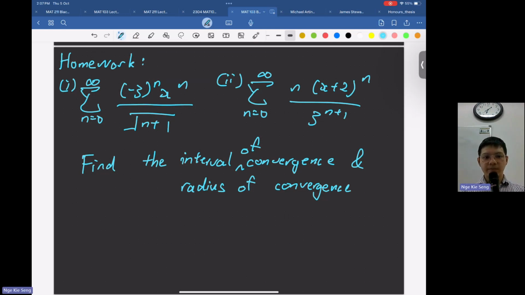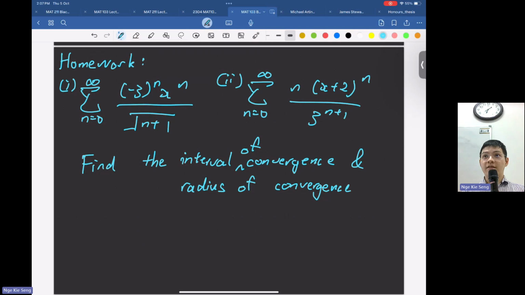Okay, an interval is a set. So how do we find it? You need to use the ratio test. Apply the ratio test on a_(n+1) over a_n, and then make sure the limit is less than 1, and then find what happens to the x.